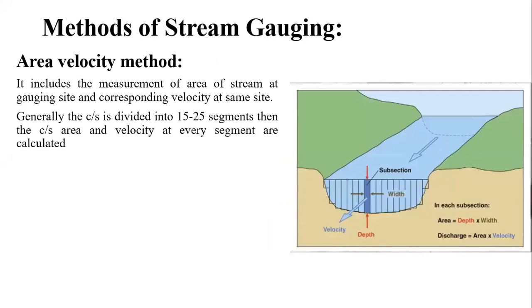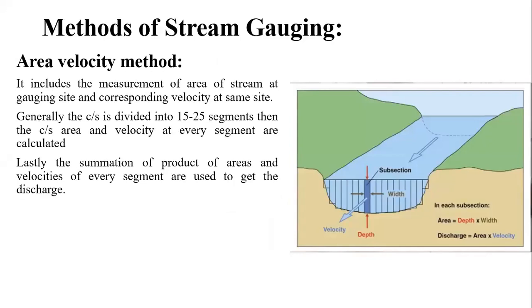Then in the area velocity method we saw that the section where we want to measure the velocity and the discharge was to be divided into 15 to 25 vertical segments, and the area of each and every segment was to be calculated. The depth is to be measured for each segment by using the automatic depth recorder, and the total width is to be divided into 15 to 25 segments.